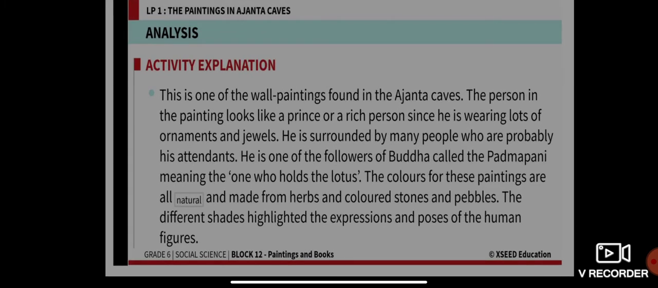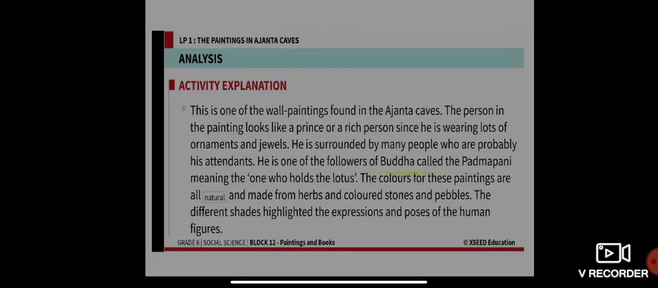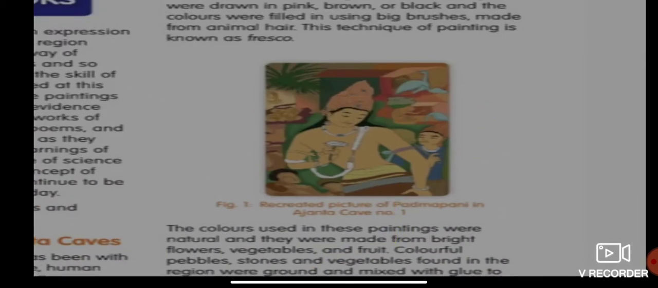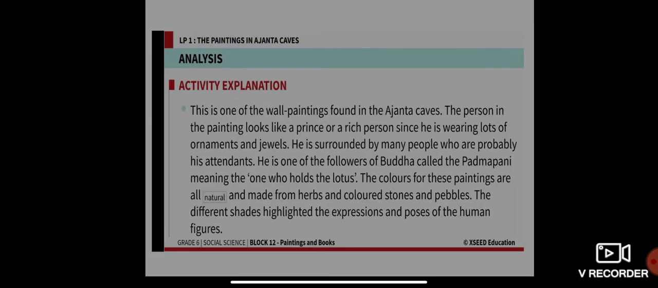So you see this one, the picture is of a wall painting that was found in the Ajanta caves. And from the picture, a person is there. The person in the painting looks like a prince or a rich person. Why? Because he is wearing lots of ornaments and jewels. So he might be either a prince or a rich person.